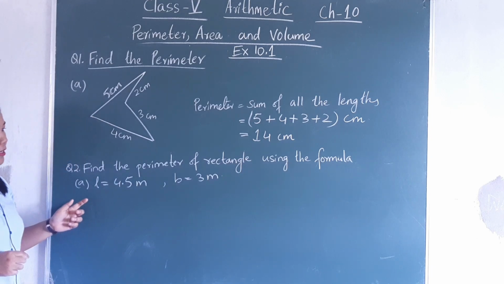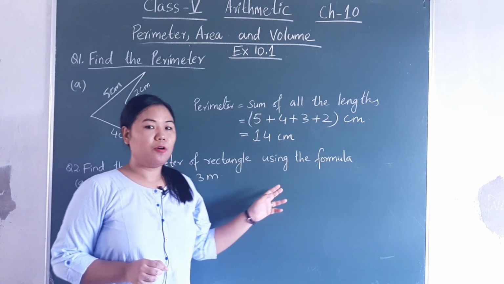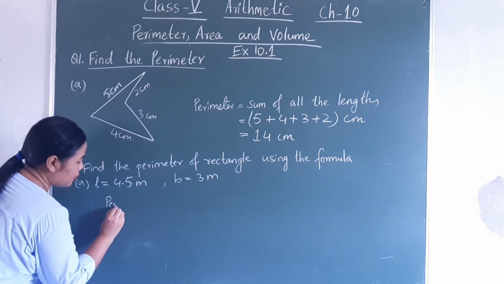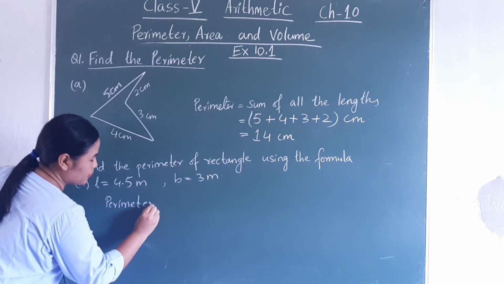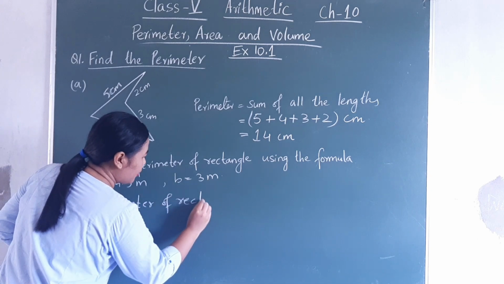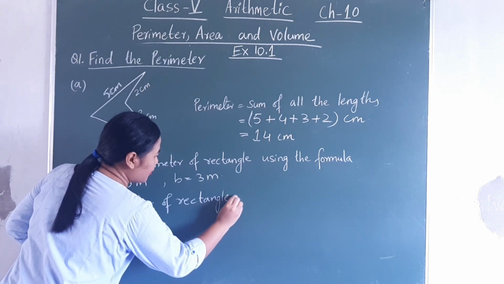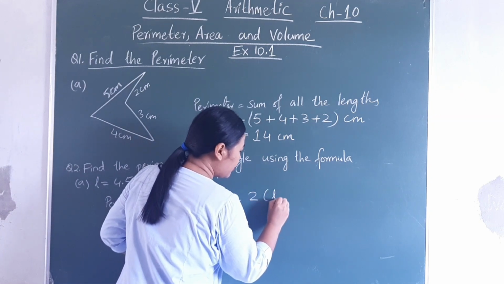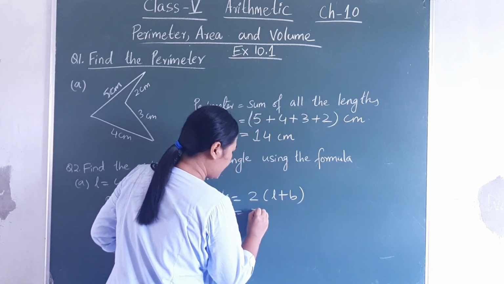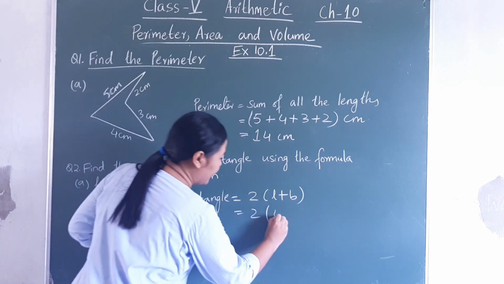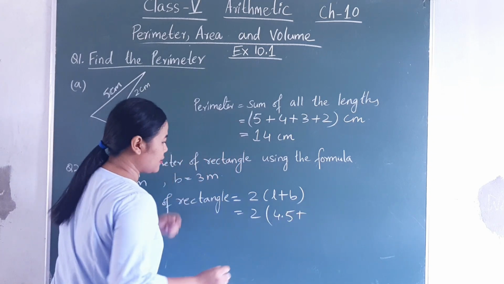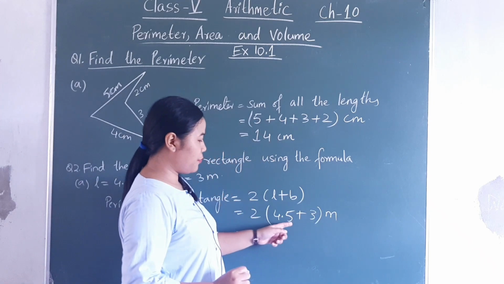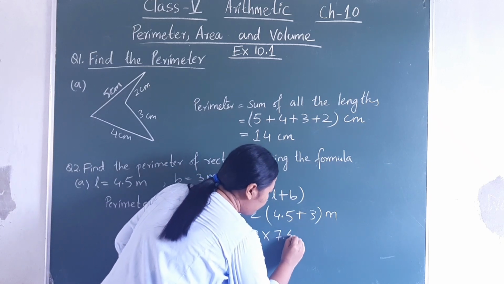Next question, find the perimeter of rectangle using the formula. So you have to use the formula of perimeter of rectangle. In the question, the length and the breadth is given. So what is the formula of perimeter of rectangle? 2 into length plus breadth. So what is the length? 4.5 and breadth is 3. So 4.5 plus 3 is 7.5.